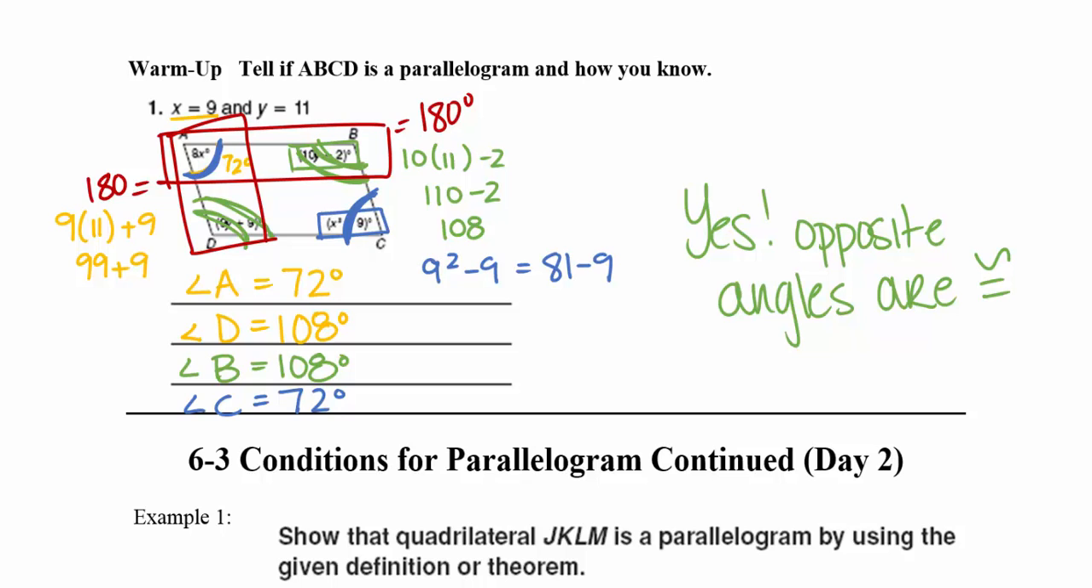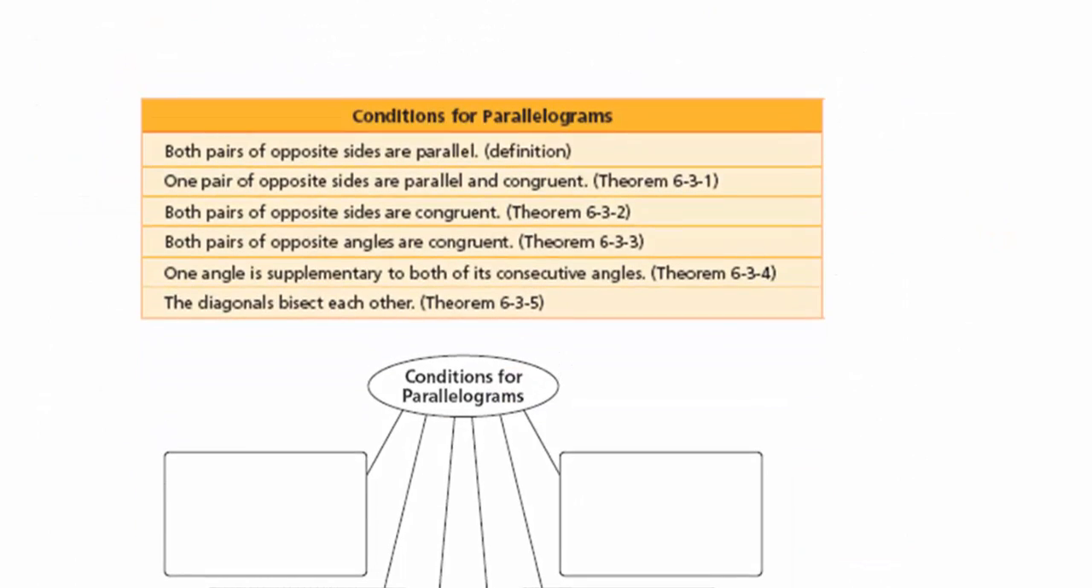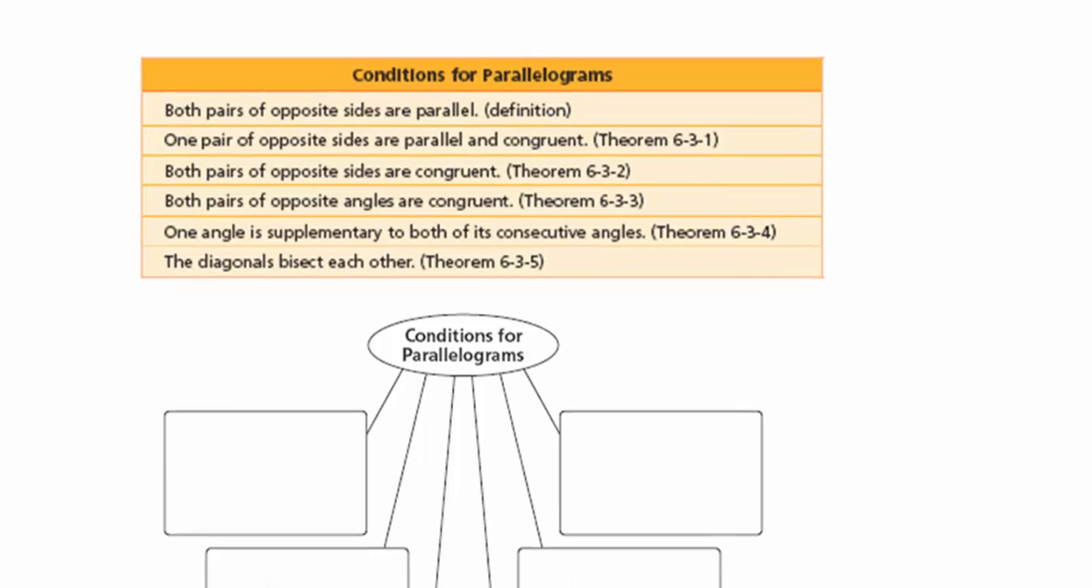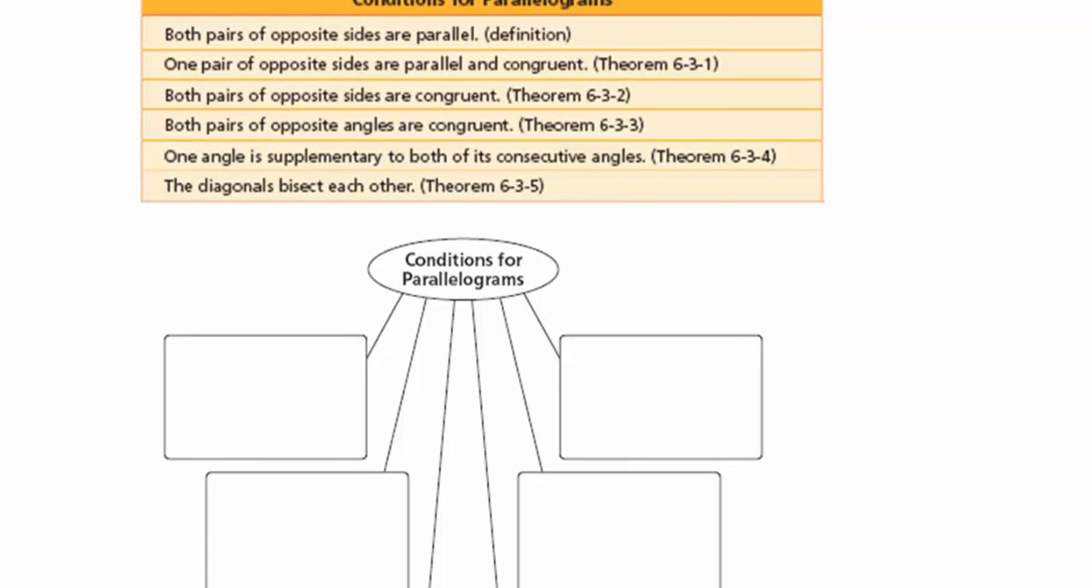So remember, we had all of these conditions for parallelograms, and if you flip all the way over to the back of your paper, these are all of the conditions. So one of these has to be true in order for us to have a parallelogram. And we can draw some pictures of these. So the very first one is the definition of what a parallelogram is. Both pairs of opposite sides are parallel. So sometimes it will just be as simple as that.